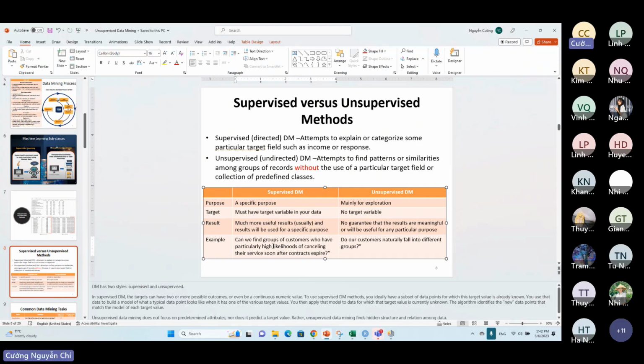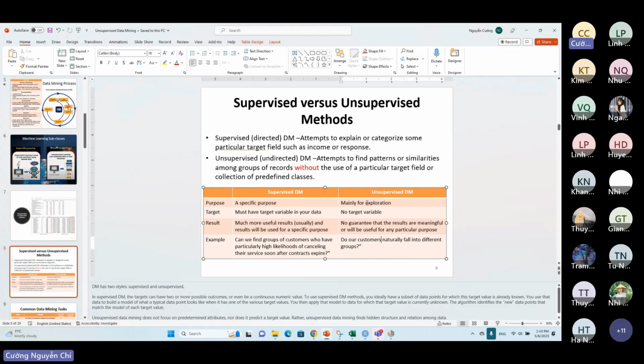However, this could be more likely for some kinds of groups like that. They will move to another bank like TCB, Techcombank, or Vietinbank, or Agribank, whatever. And their loyalty would be very low. So that should be what people normally do with supervised data mining.